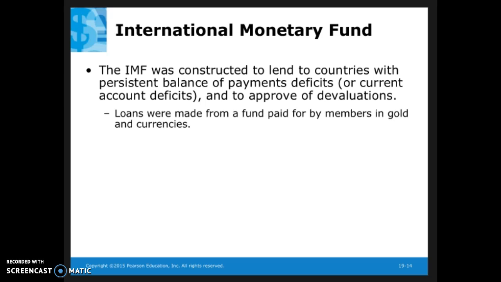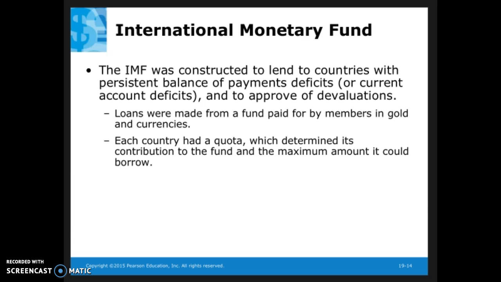So loans were made from a fund paid for by members. So this is an extra government organization. You essentially had to pay an amount of money to be a part of the IMF, and that money was used to loan to other countries. Each country had a quota, which determined its contribution to the fund and the maximum amount it could borrow. This was also usually contingent on your GDP.